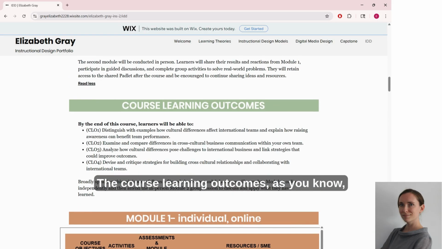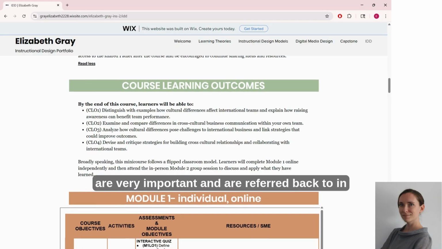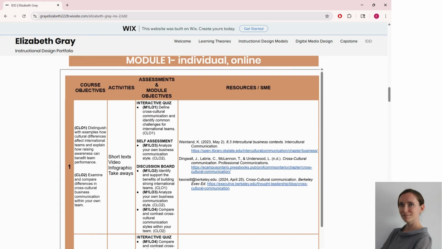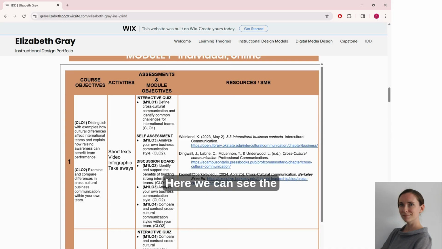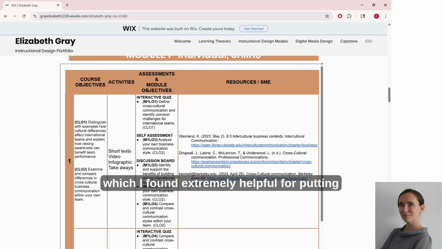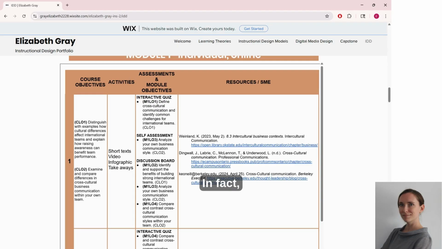The course learning outcomes, as you know, are very important and are referred back to in every step of the development process. Here we can see the matrix, which I found extremely helpful for putting all of the information in one place and allowing me as a designer to constantly connect back everything I was doing to these learning outcomes.